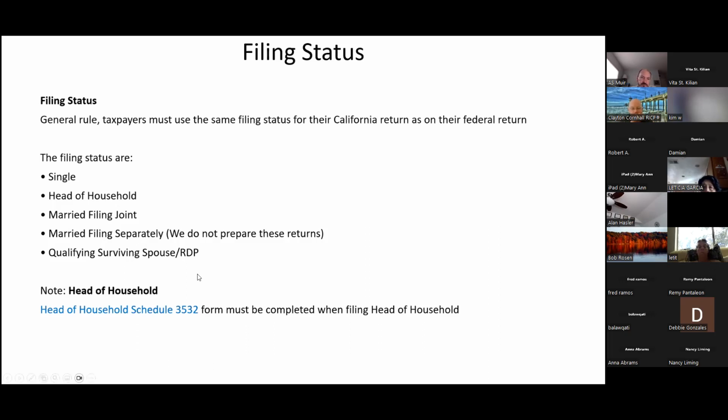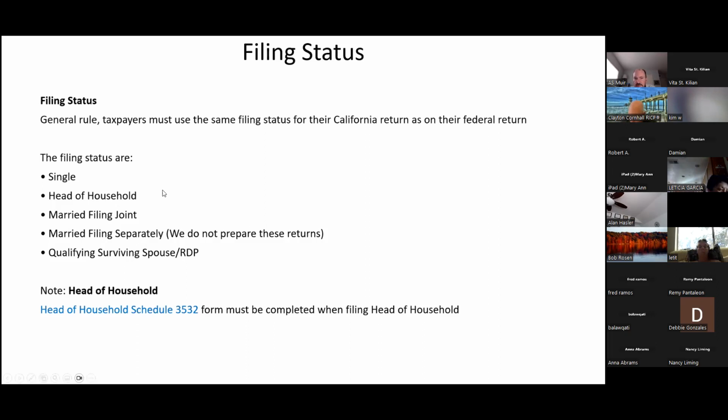And then the qualifying surviving spouse, the old term for that was qualifying widower. That has changed. And RDP, again, is a registered domestic partner. And for head of household, you will have to take another step. You've got to populate that Franchise Tax Board form 3532. That's got to be completed when you are a head of household filer.